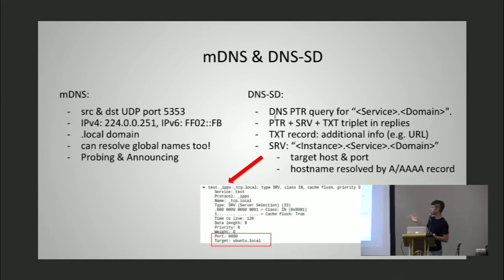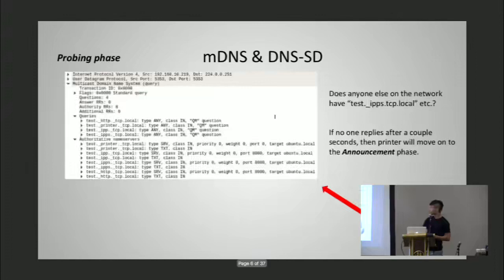And the service record is usually also accompanied by either the A record for IPv4 or the AAAA record for IPv6. And using this triplet, the pointer, service and text triplet, plus the A record, you have all the information you need on the network to communicate with that service. So let's see an example.